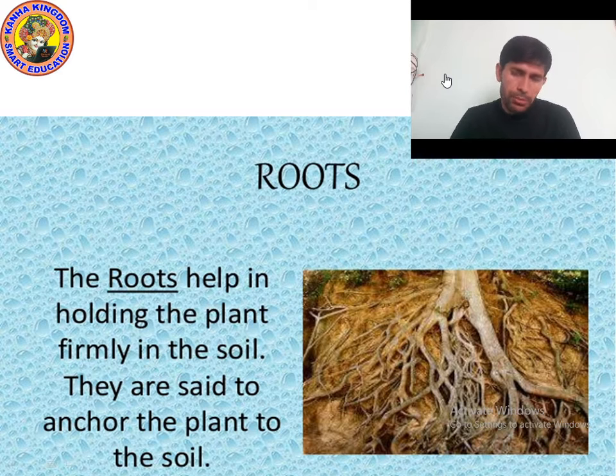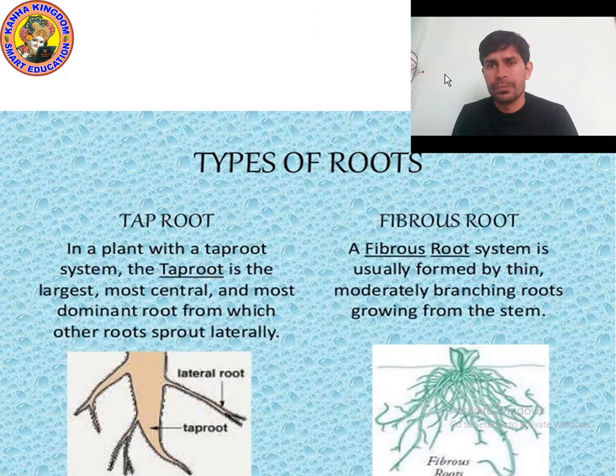Now let's talk about the types of root. Let's move on to the next point. So kids, types of root. There are two types of root: taproot and fibrous root. So there are two types of root, taproot and fibrous root.